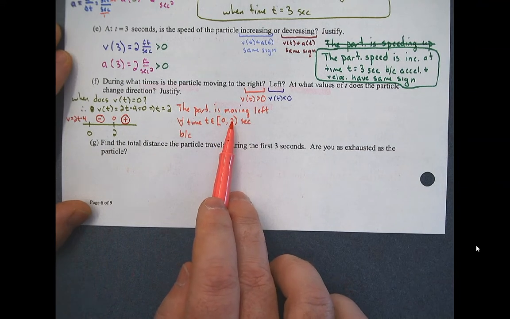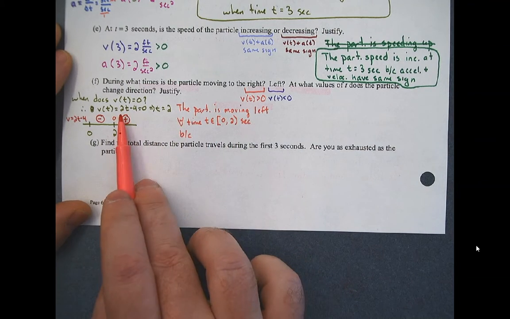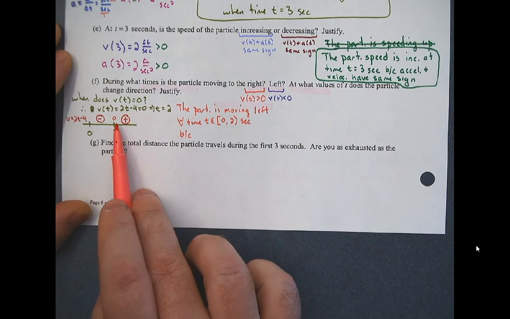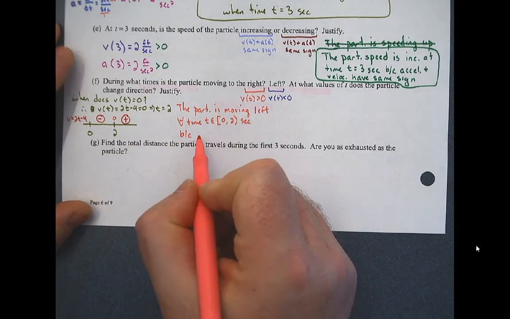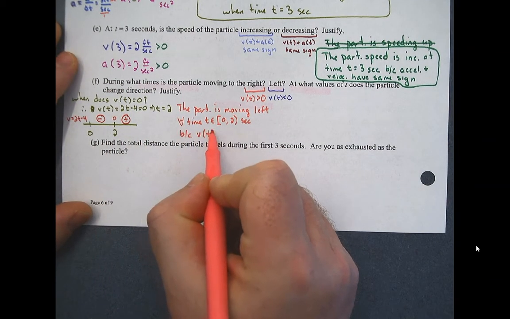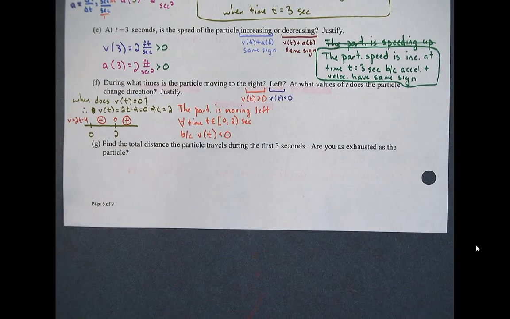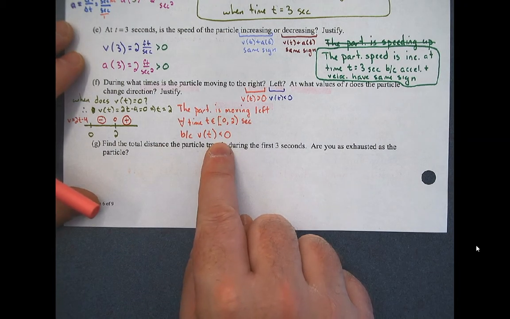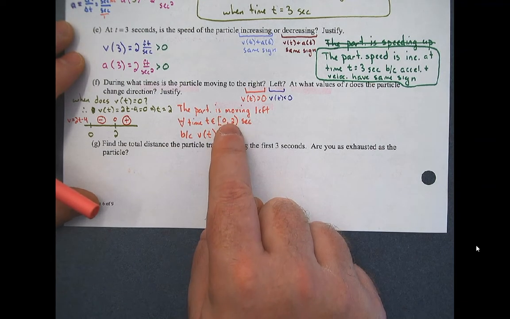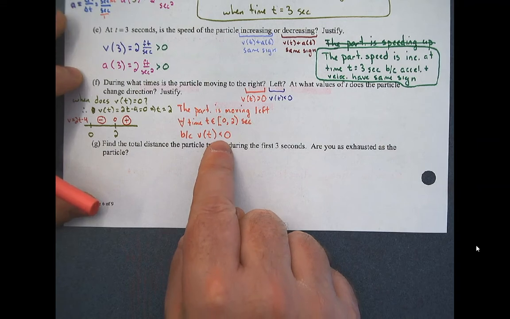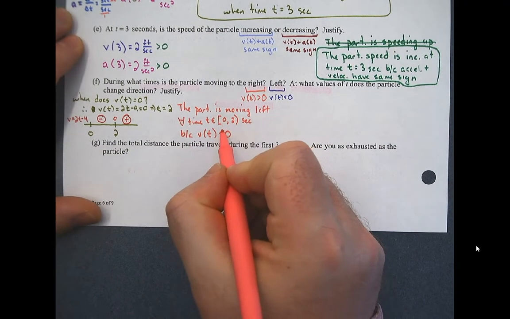Why didn't we include 2? Because when you plug in 2, you get a velocity that's 0. That's not negative, because v of t is less than 0. The particle is moving left for all times t in 0 to 2 because the velocity is negative in there. You can't say that at 2. That's why we don't include 2, because at 2, it's not less than 0. It's equal to 0.